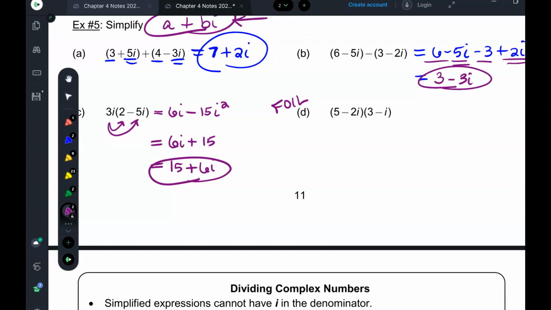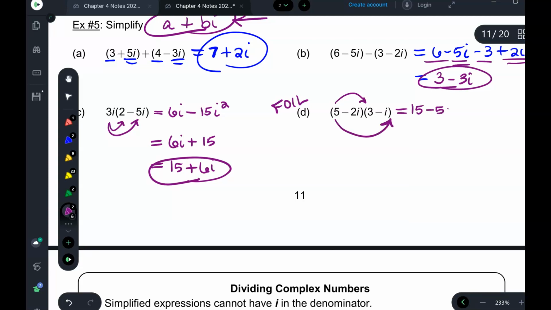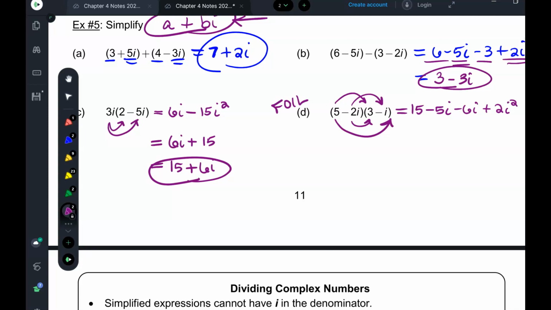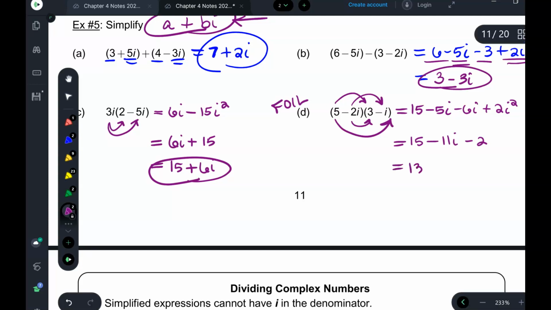Okay, FOIL. What do we have? 5 times 3 is 15, minus 5i, minus 6i, plus 2i squared. Now I just want to clean that all up. Remember what I said, I don't want to have any powers of i in my answer. So I can combine the middle, and that plus 2i squared will become a minus 2. And then how am I going to write the final answer? 15 minus 11 is 9. Good.